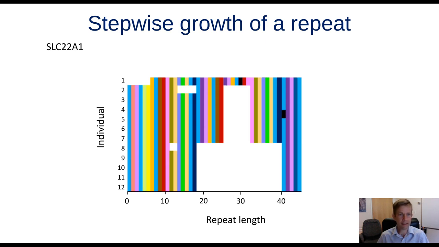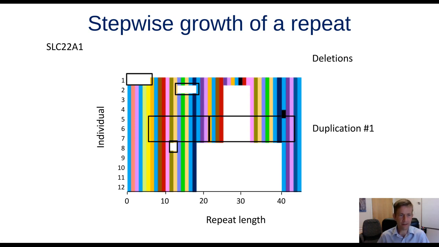So again, this is a repeat in a gene called SLC22A1, where you have a bit more than 40 copies of that repeat in some individuals. And you can see here there are gaps. These gaps in white represent deletion events that are present in certain individuals. We also have duplication events. So you can see starting with orange up until purple and light purple colors, this whole block gets duplicated in a series of individuals.